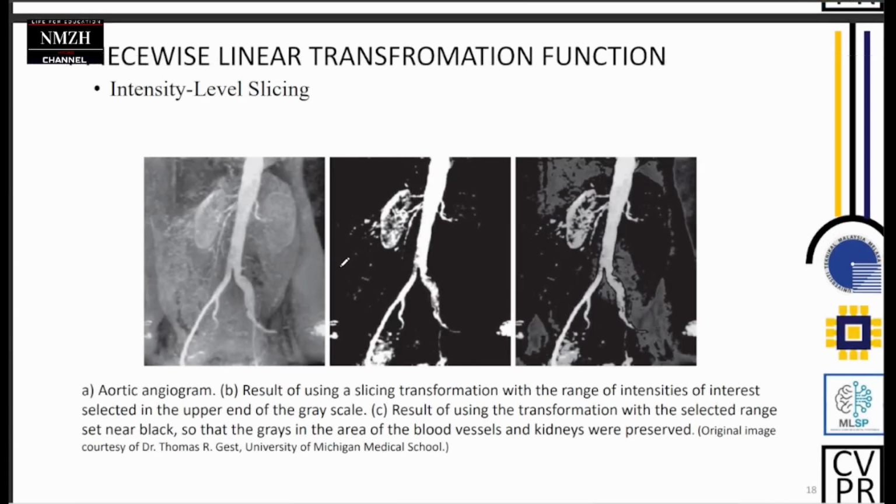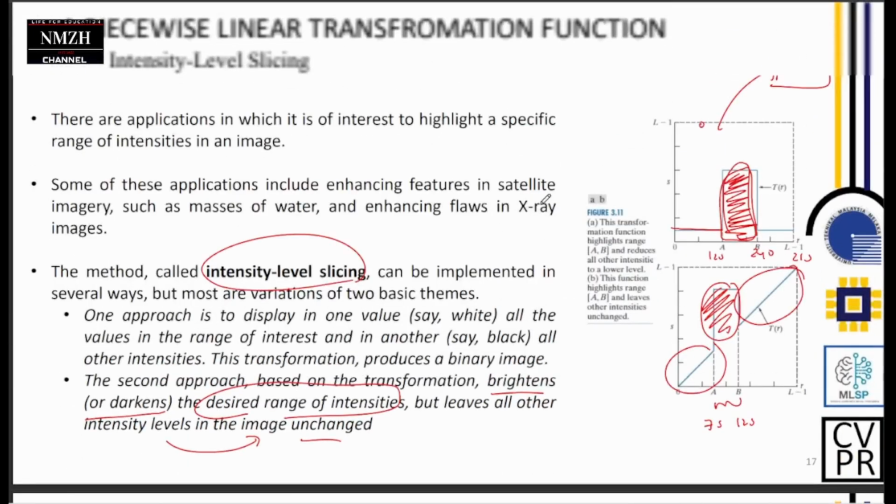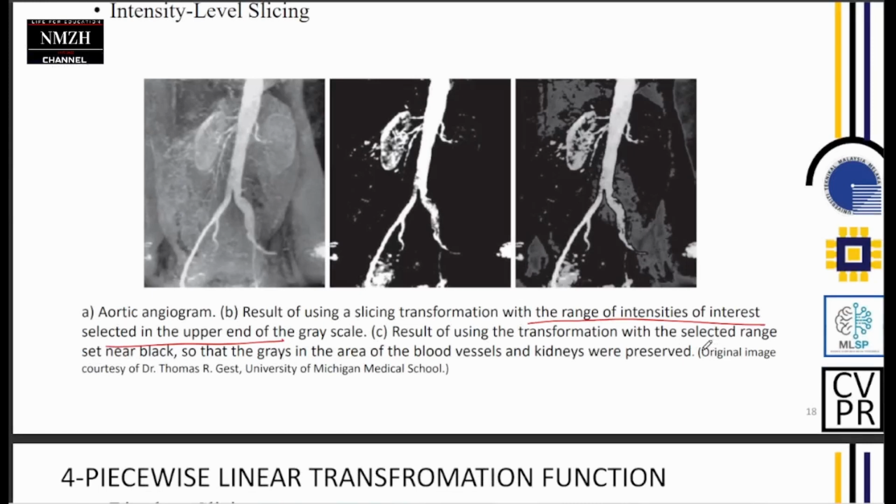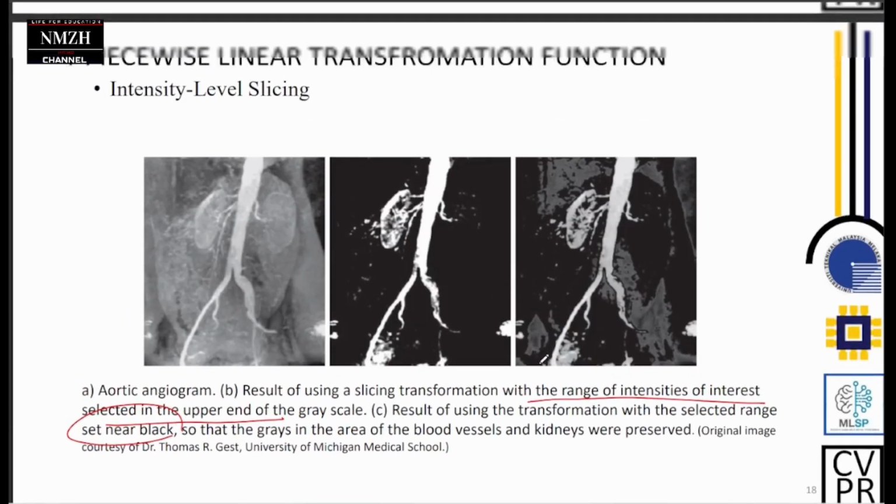So this one is the original one. This one is slicing with the range of intensity, okay. The one that happened over here, and the C is the resulting transformation of the selected range near black, so that the gray in the area of blood and kidney were preserved. So the preservation happens in this area, okay.